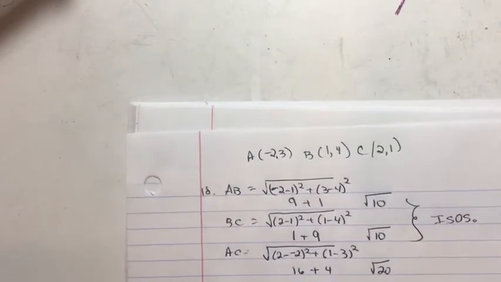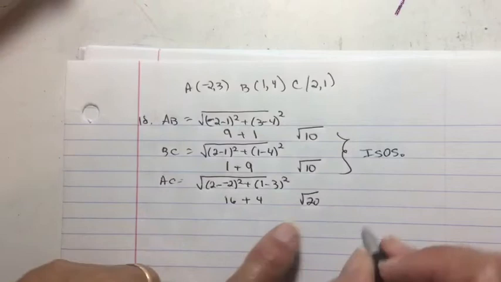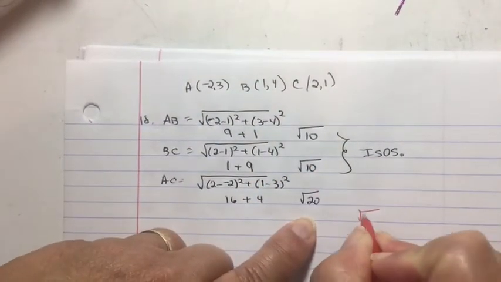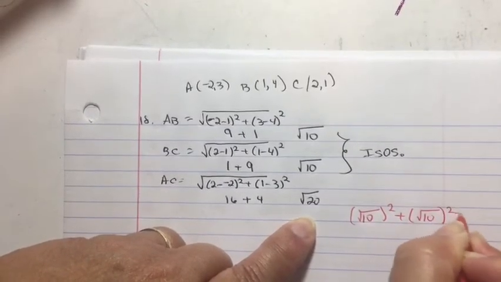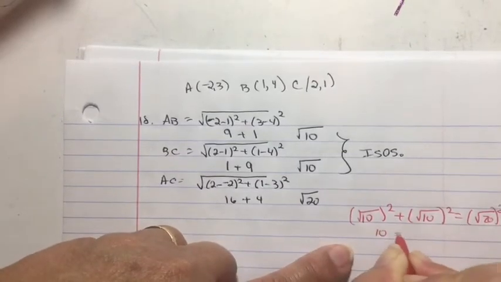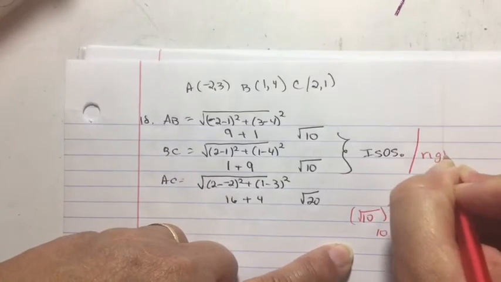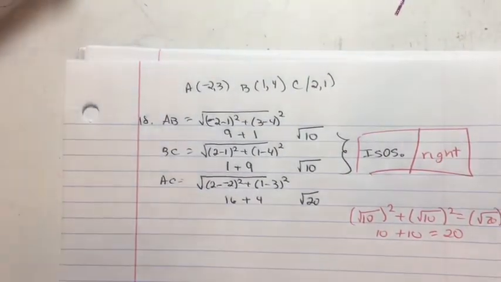Now, for a right triangle, I could check for a right angle, or I could just simply do Pythagorean theorem. A squared plus B squared has to equal C squared. So when I check Pythagorean theorem, I get 10 plus 10 equals 20. Therefore, it is also a right triangle.